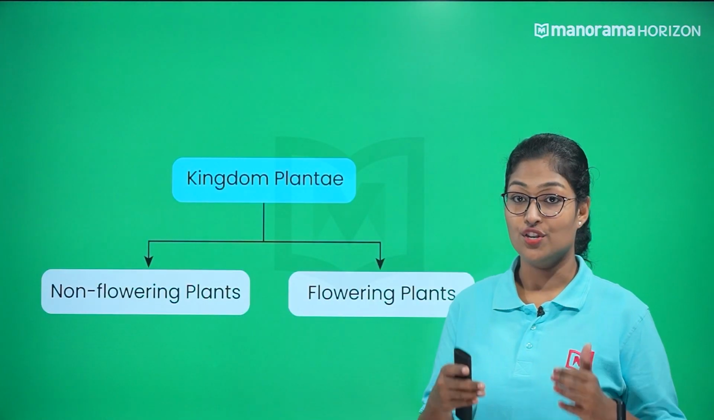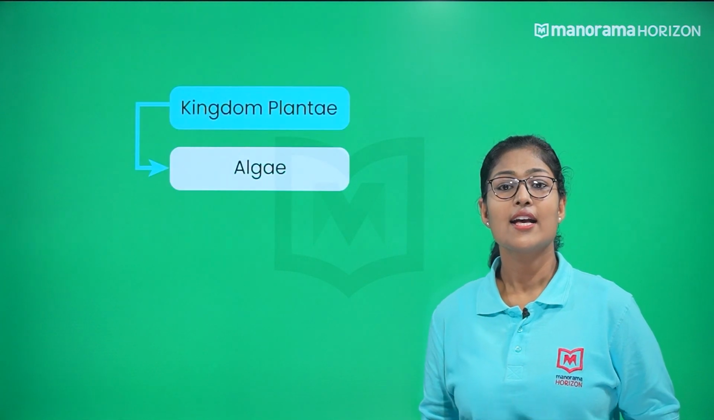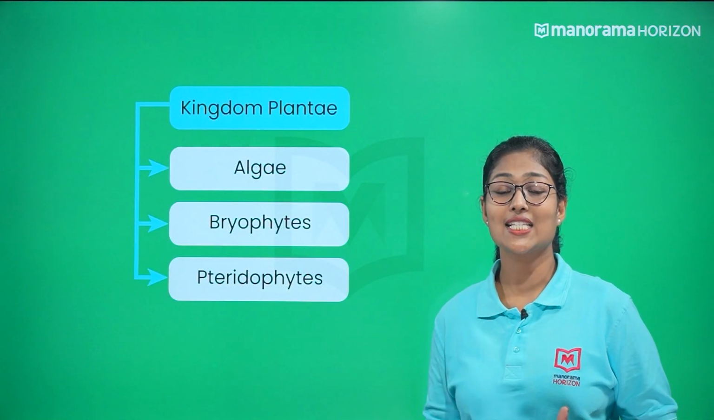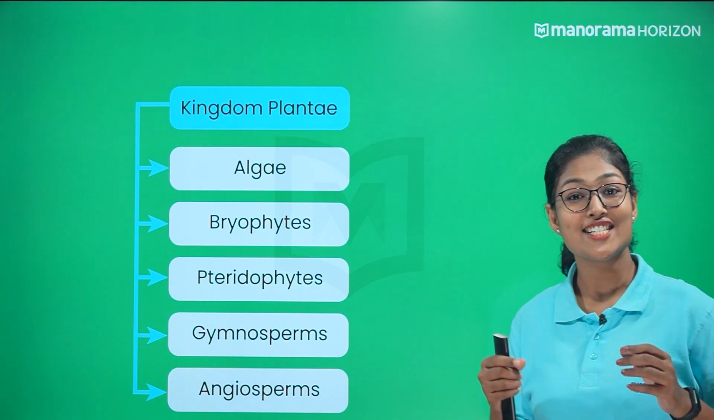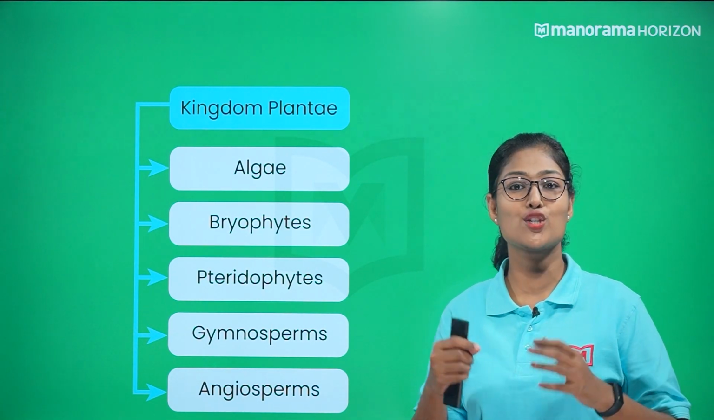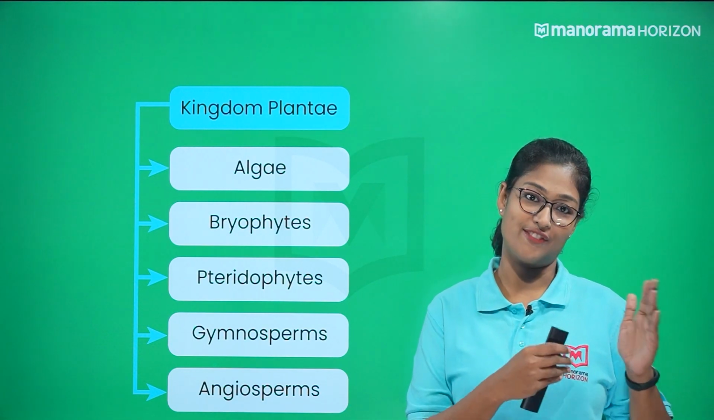Plant kingdom is generally divided into non-flowering and flowering plants. So can you guess which is more primitive in nature? Whether it's a flowering or a non-flowering plant? Kingdom Plantae is classified into algae, bryophytes, pteridophytes, gymnosperms and angiosperms. Let us check their features one by one.